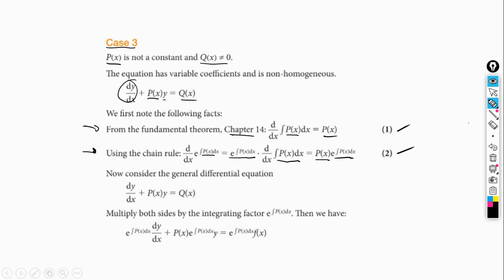Now this looks a lot more complicated than it is in practice, and you'll see in the next example. Now let's consider the general differential equation from case 3, which is this one again. First thing to do is multiply both sides by the integrating factor, which is going to be e to the power of the integral of p of x dx. So notice that here, both sides of the equation were multiplied by the integrating factor.